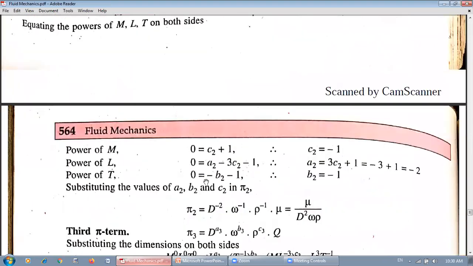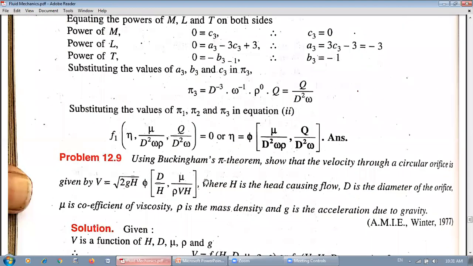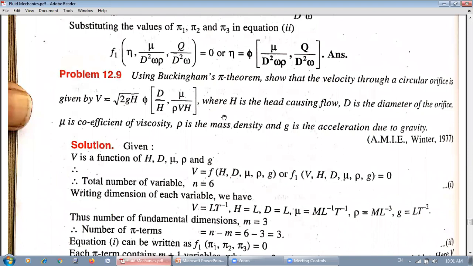One more point is that in this particular numerical, sometimes they will ask to derive the equation, and sometimes they will ask to prove the equation. I will just read out the numerical. You have to go through the numerical, and if you have any problem, you can ask me in the next lecture. I will read out the numerical and we will stop. If you have any problems, you can put down a message. Using Buckingham's pi theorem, I will read the numerical.